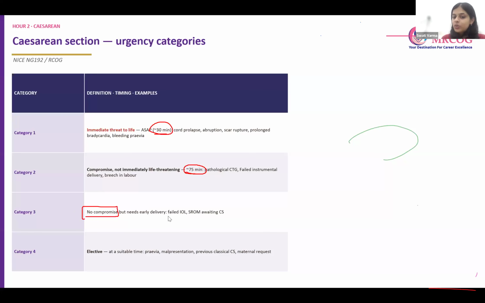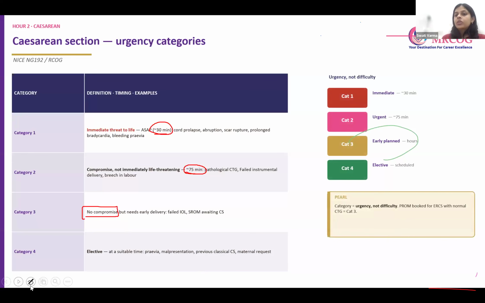For example, failed IOL or spontaneous rupture of membranes awaiting cesarean section, these can all be taken as category 3 cesarean. And category 4 are elective ones, for which you can choose a suitable time, like previa, breech, that is malpresentation, transverse, previous classical CS or any CS on maternal request. So remember, it's based on urgency, not difficulty. So immediate 30 minutes, urgent 75 minutes, early planned within hours, and elective scheduled is category 4.